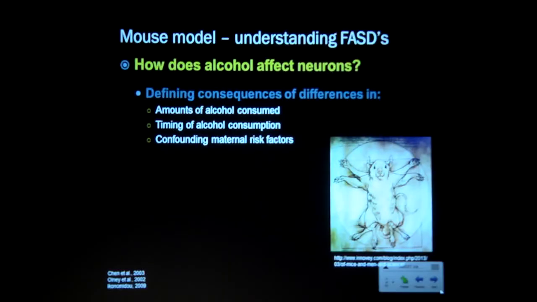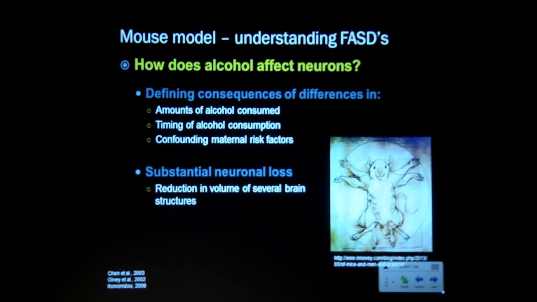All right. Up to this point, most scientists using this mouse model of fetal alcohol syndrome have primarily focused on how alcohol affects neurons. That was the major question. And what I would like to do in this slide is go through a bit of what scientists have learned about how alcohol affects neurons using the mouse model. First of all, scientists have begun to define the consequences of differences in the amounts of alcohol that the mother consumes during pregnancy and how that affects the child. They also are starting to define how timing of alcohol exposure during development affects the child, as well as how different maternal risks can either add to or lessen the severity of fetal alcohol exposure.